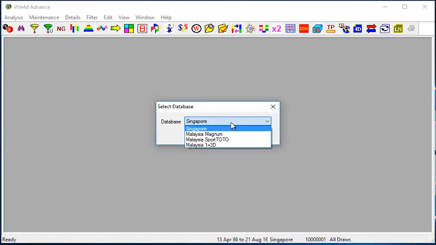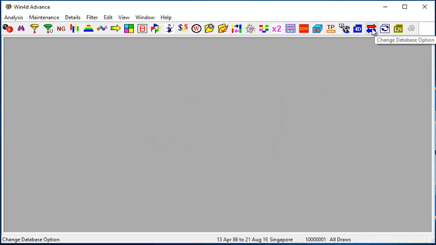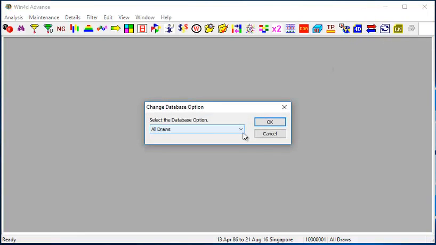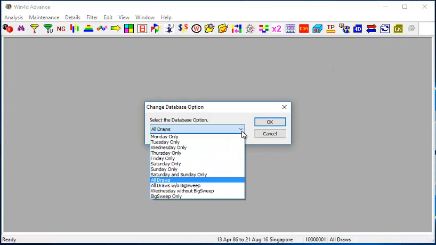You can see that we do have Singapore, Malaysia Magnum, Malaysia Sports Toto, and Malaysia 1+3D for your use. 在 Win4D Advance 的软件里面，我们其实有4个非常重要的不同的资料让大家去选。我们有包括新加坡、马来西亚万能、马来西亚 Sports Toto 跟马来西亚 1+3D。Alright. 然后你在按多一次的时候，你就会看得到，其实这边有2个 arrow. Alright, the 2 arrows, you can see that our results itself can be categorized according to the draw day.